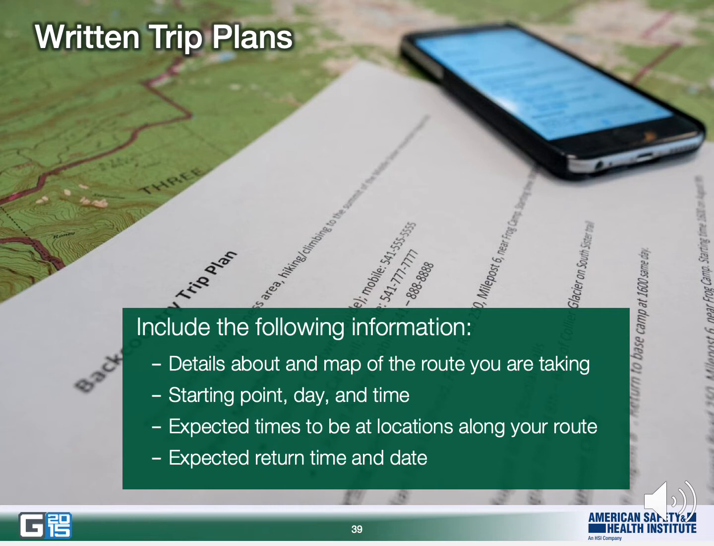So what they want is details and a map about the route you're taking, starting point, day and time, expected times to be at locations along your route, expected return time and date. So what I normally do is I draw it up where I've got where I'm starting, where I'm stopping each day, and I try to put the coordinates for each of those on there so that if they needed to check in and they know, okay, he should have been at this point at this time.